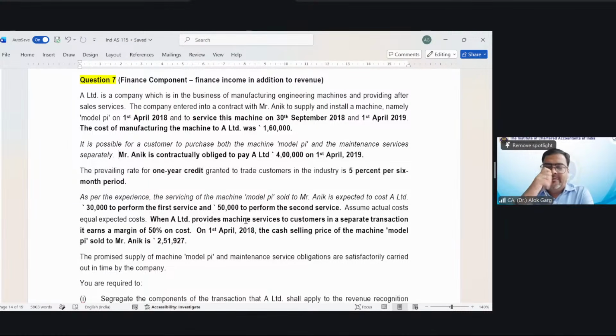The prevailing rate for 1 year credit granted to trade customers in the industry is 5% per 6 month period.